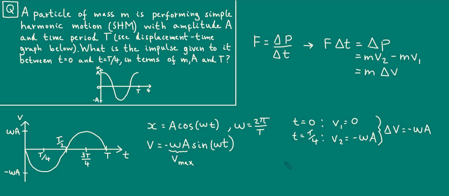So to work out the impulse, which is just the change in momentum, we just do the mass of the particle multiplied by the change in velocity we found. And since the question wants the answer in terms of m, A, which we've got, and T here, we just have to replace omega, the angular frequency, with 2 pi over T, and we're done. So the impulse is simply minus 2 pi mA divided by T.